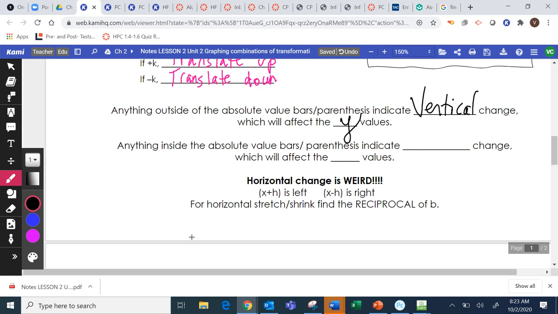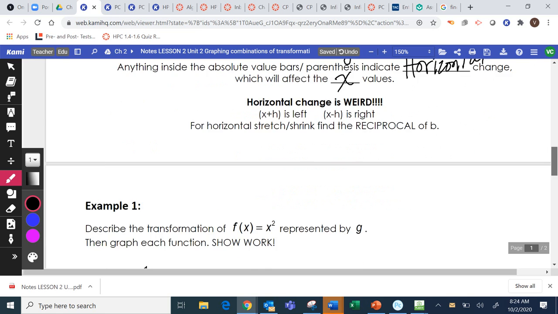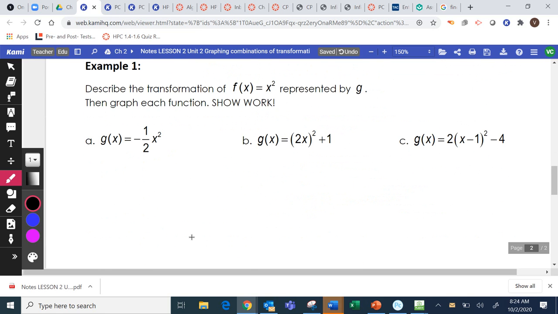Anything inside of the function or an absolute value bar, parentheses, anything on the inside. Emma. Horizontal change. And Brene, will that affect the X or the Y values? X values, right. And then this is just reminding you that the horizontal one does everything opposite. All right, good review. Now let's describe some transformations.